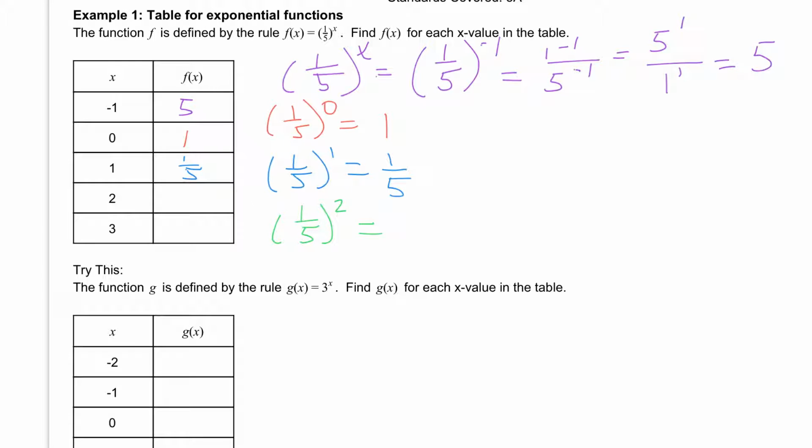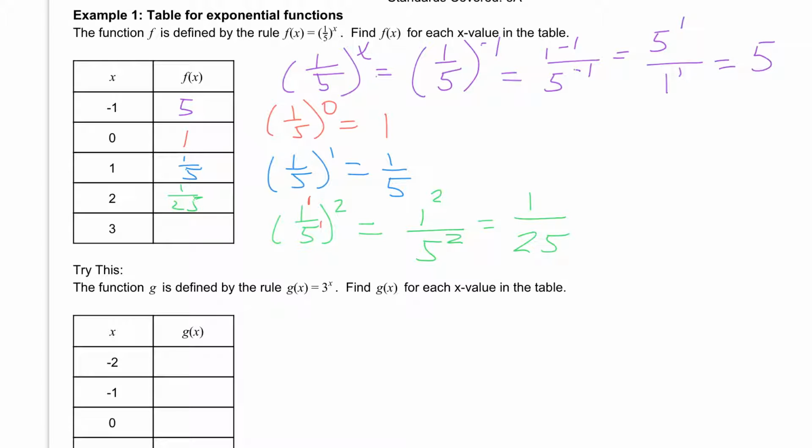So just like before, that 2, this exponent, is going to be multiplied to the exponents on the inside. Remember the exponents on the inside: this is being raised to the first, and this is being raised to the first. So we get this to be 1 to the second over 5 to the second. 1 to the second is 1, and 5 to the second is 25. So this becomes 1/25.